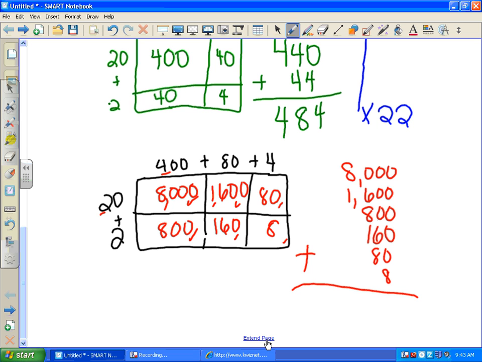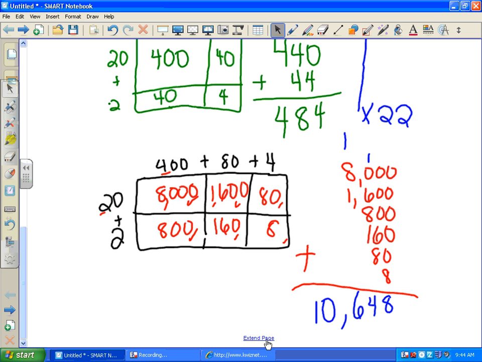All right. 8 plus nothing. 8 plus 6. Carry over my 1. 6 plus 8 is 15, 16. Carry over my 1. 8 plus 1 plus 1 is 10. 10,648 is our final answer.